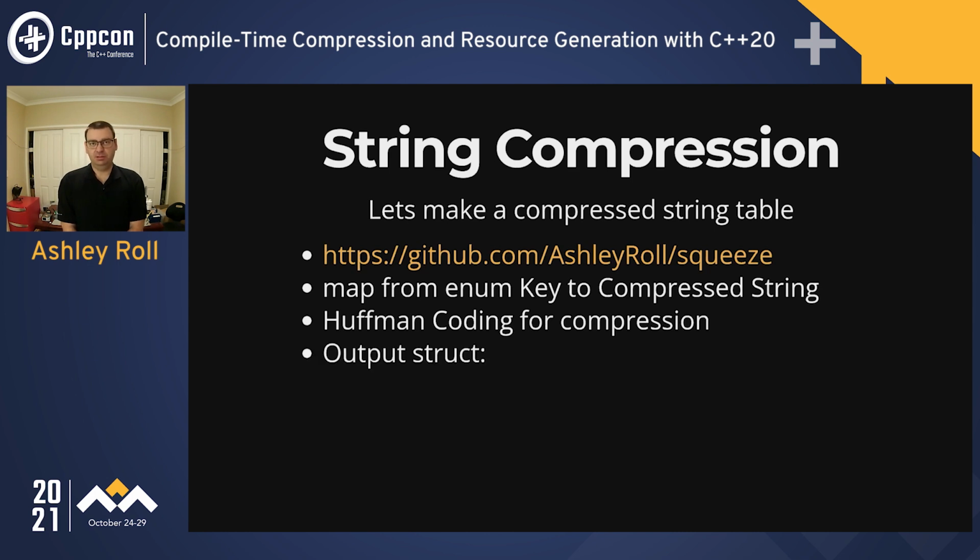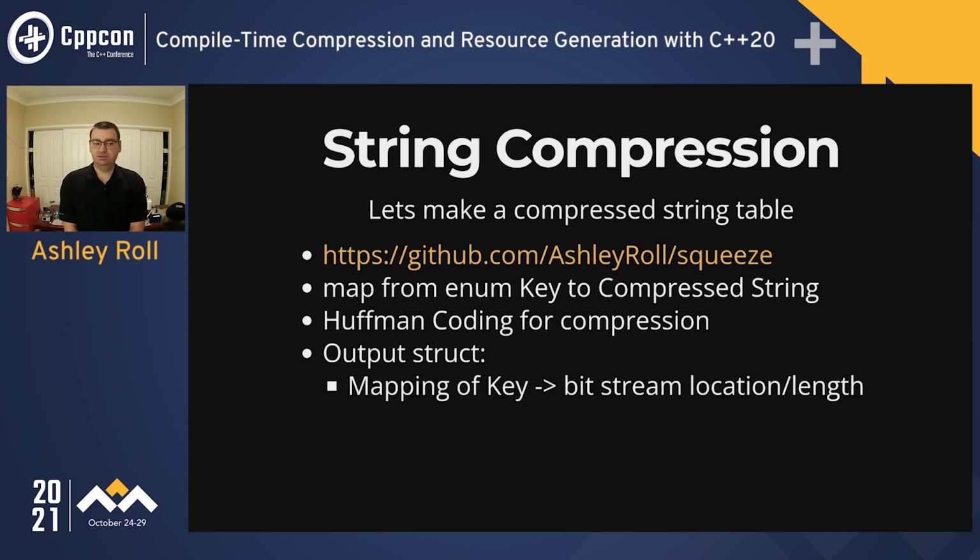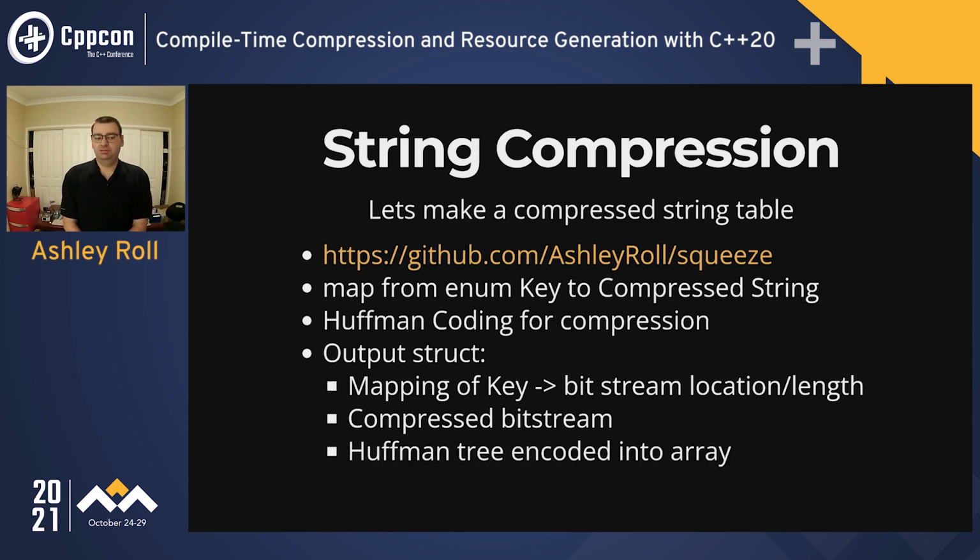When we create the table, we're outputting a structure that has a mapping of the input key to a bitstream location and a length of the original string. We're outputting the compressed bitstream itself, which we build by combining all the strings together. We output a Huffman tree encoded into an array so that we can use that bitstream to decode the underlying characters. And we create a lookup method which returns an iterator over that compressed data.